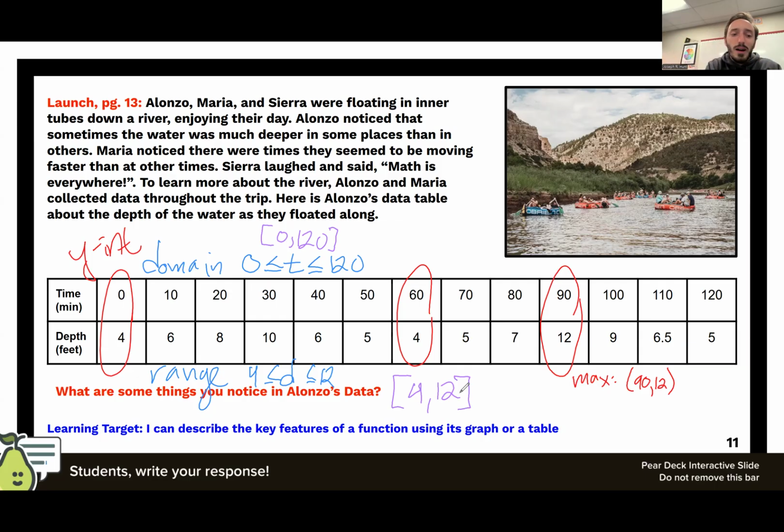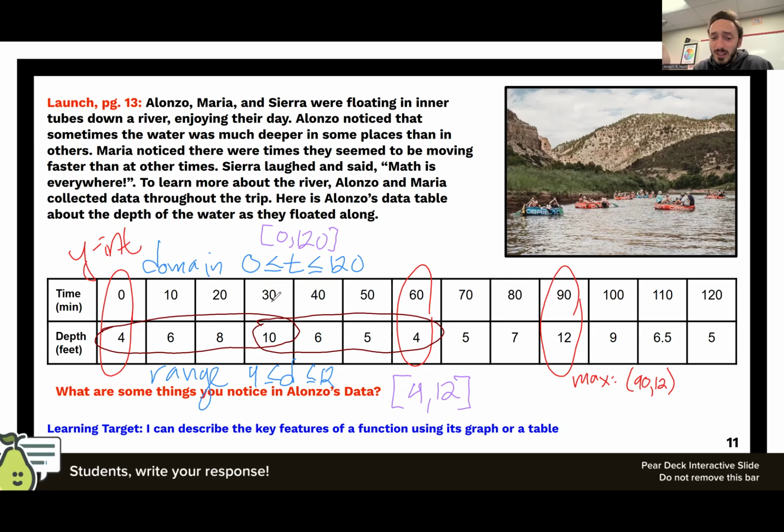Another thing that I might think about is where things are increasing or decreasing. What I'm noticing early on in their trip is that from the 10-minute mark until the 30-minute mark, the depth of the river seems to be going further and further down below them. It's increasing, right? But then from the 30-minute mark until about the 60-minute mark, it seems to be getting shallower. So the depth is decreasing in that particular part of their trip.